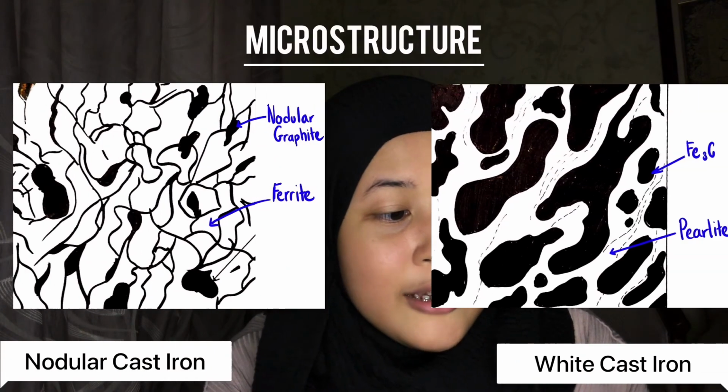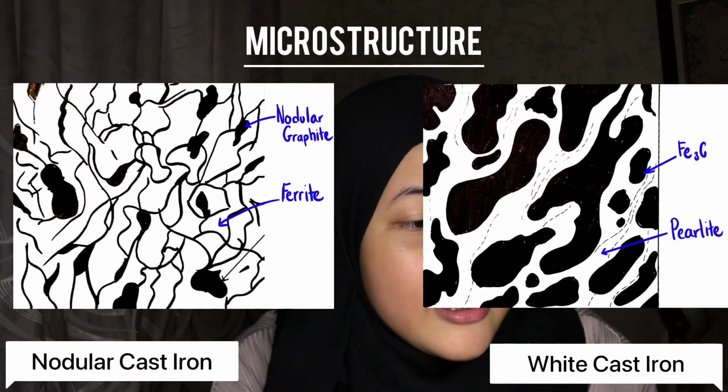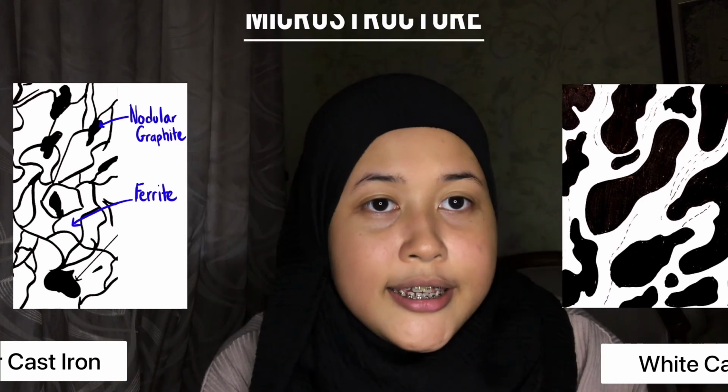For nodular cast iron, it contains 3.2 to 4.1 weight percentage of carbon. It has 1 to 2.8 weight percentage of silicon. It has less than 0.03 weight percentage of sulfur. And lastly, it has less than 0.1 weight percentage of phosphorus. These are the microstructures for white cast iron and nodular cast iron.